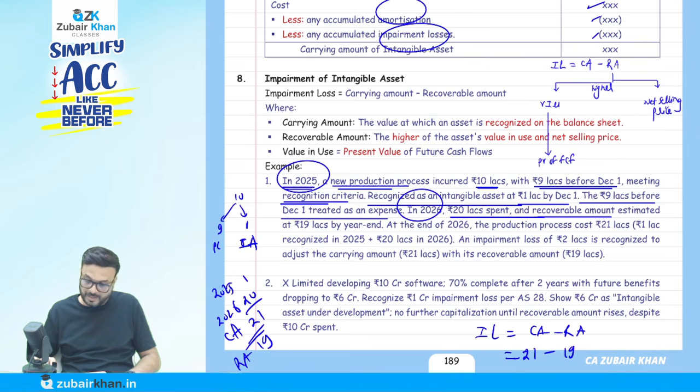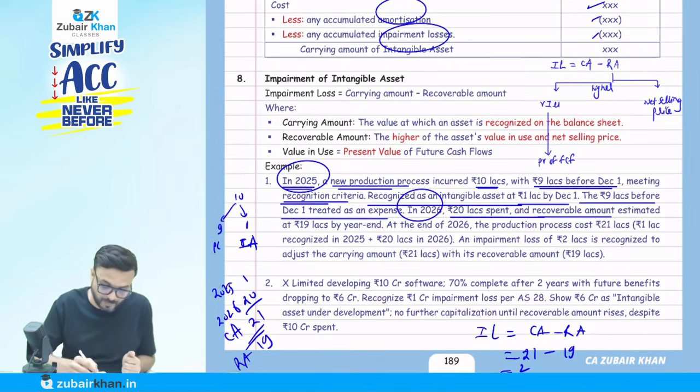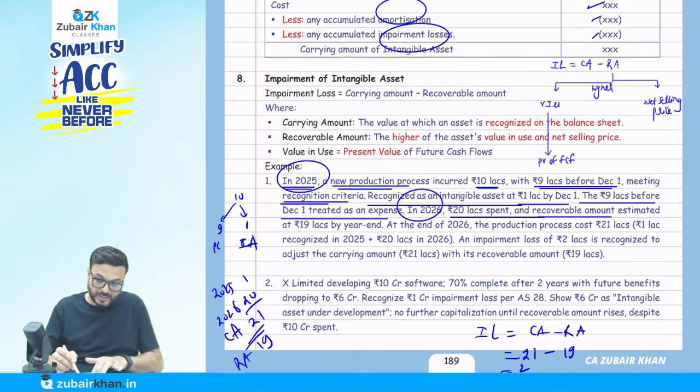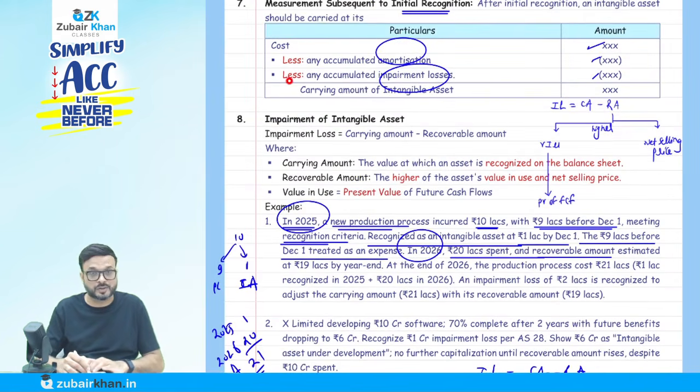Recoverable amount is given as 9. This is the impairment loss of 2 lakh. So we have to reduce the value of the asset by 2 lakh. Okay, it's a loss, so that we show as a deduction from the cost of the intangible asset.